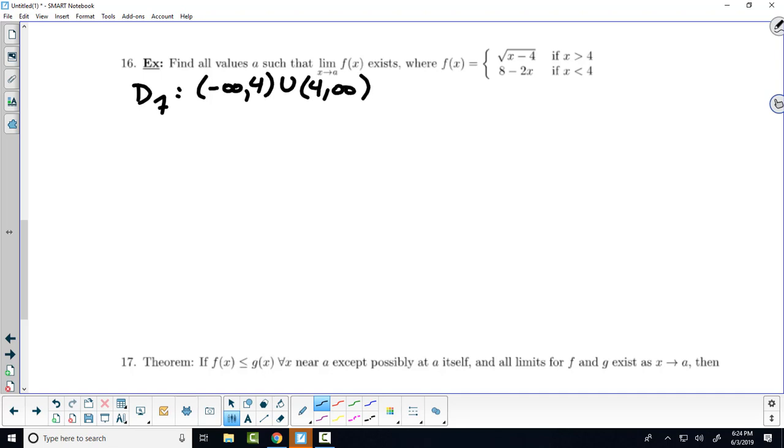But what's our question asking? So that what happens? Not f of x, not f of a, but the limit as x approaches a exists, right? So where can you take the limit for this function? Okay. Well, let's suppose a is less than 4. That's the first case I want to look at. Well, if a is less than 4, what's the limit as x approaches a?